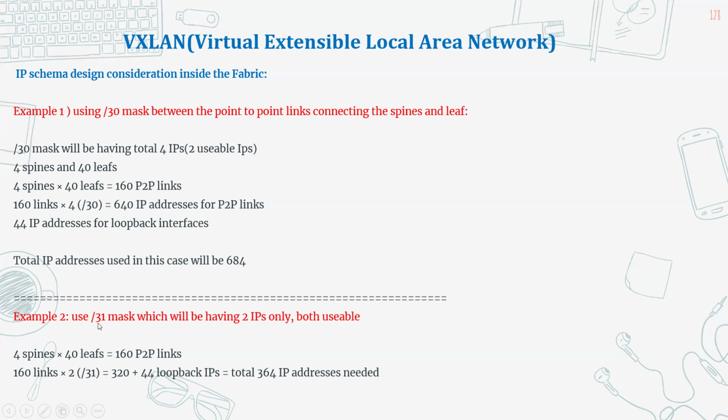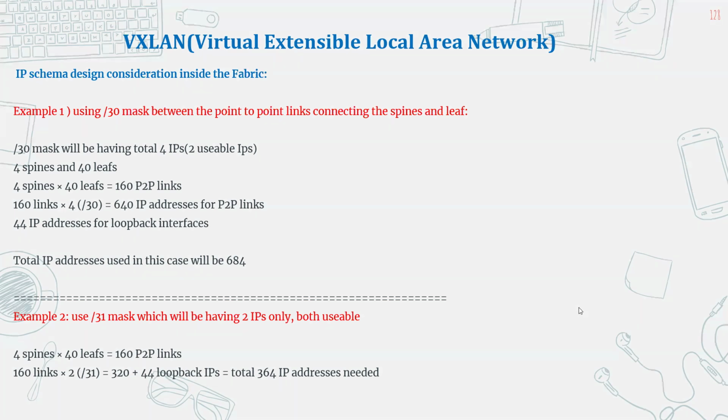See a second example. If you use a /31 mask, which has only 2 IPs, both are usable, with no broadcast or network IPs. In that case, if you take the same example, we'll have 160 links, but now because we have only 2 IP addresses per link, plus 44 loopback IPs, we'll need only 364 IP addresses.